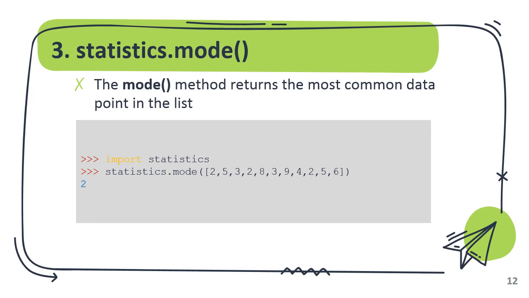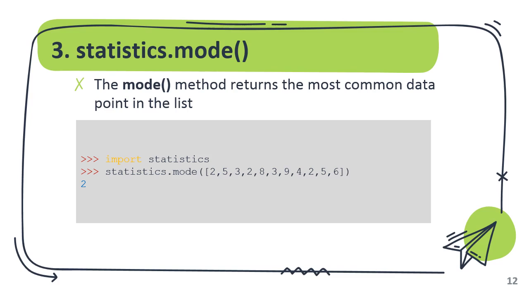Okay, the last function in the statistics module is statistics.mode. Okay, the mode method returns the most common data point in the list. Most common data point, or frequently appearing data point, in the particular list we are passing. So import statistics, then statistics.mode, and then the set of values for which we want to find the mode value.